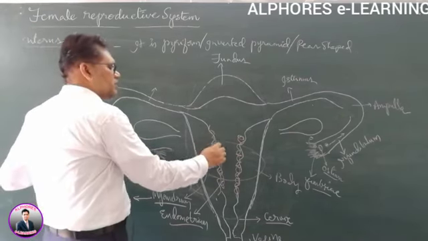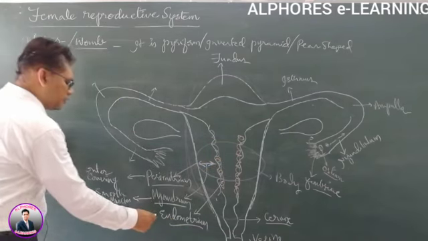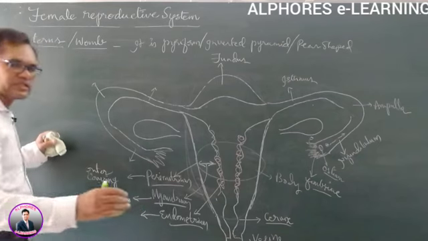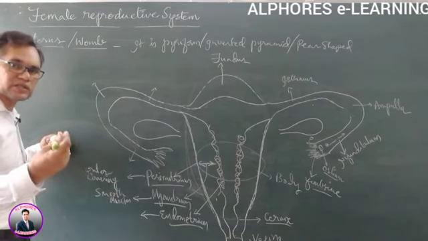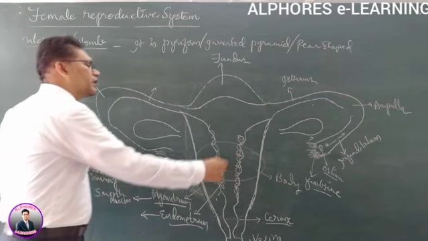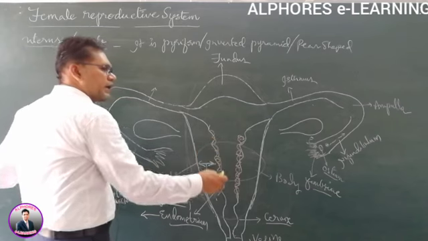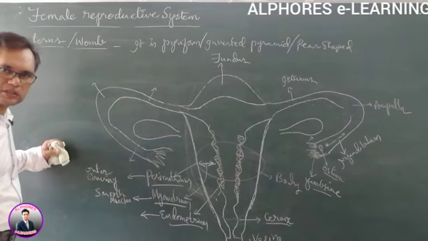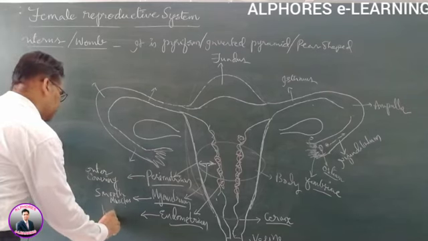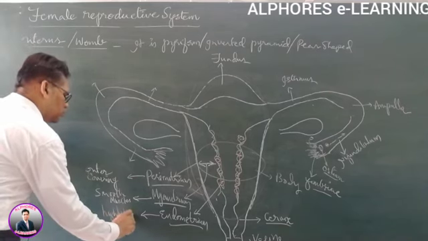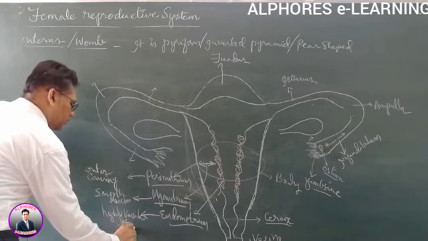Then this innermost layer is called the endometrium. This endometrium is the one which actually releases blood during the menstrual cycle. It means the endometrium undergoes breakdown during the menstrual cycle. Hence this is highly vascular and glandular.